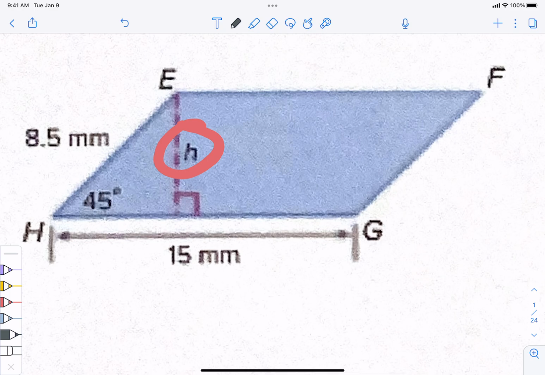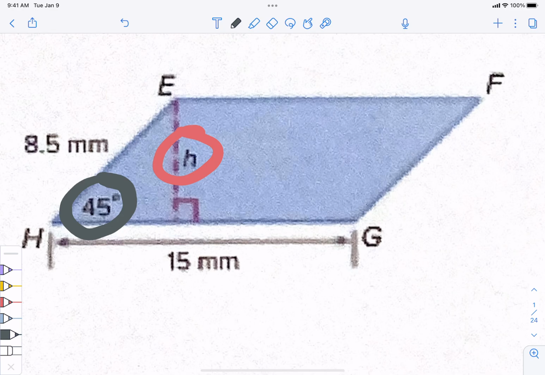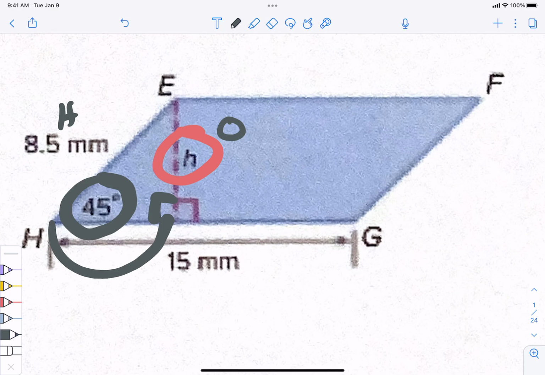There's the hypotenuse and then you have an angle. So they give you an angle, and this is a right triangle, which means we can use SOHCAHTOA, right? What is H in relationship to that angle? Opposite, hypotenuse, adjacent. This guy's the opposite. What about 8.5? Hypotenuse. We don't know this bottom side right here. That's the adjacent side, right? We don't know that.